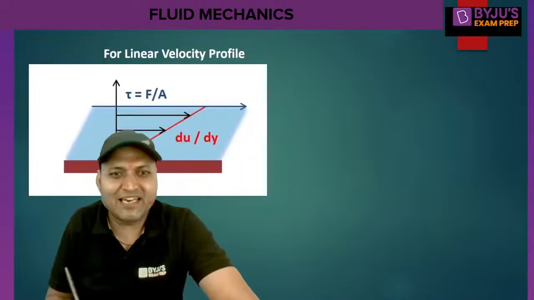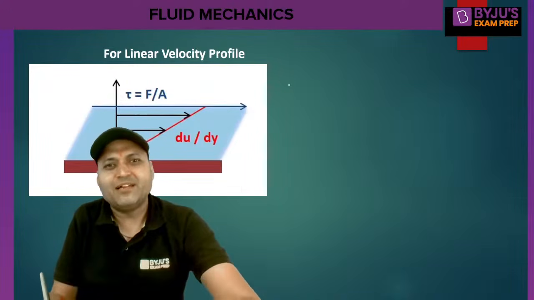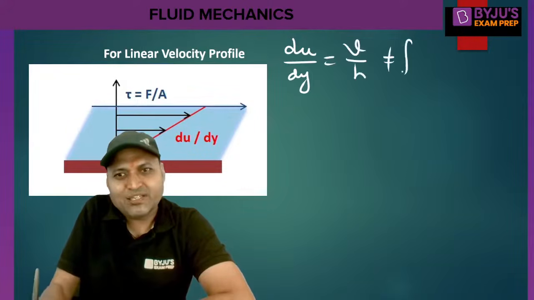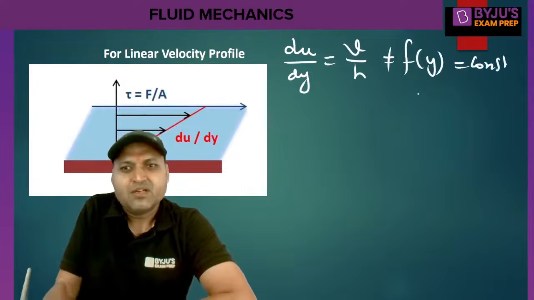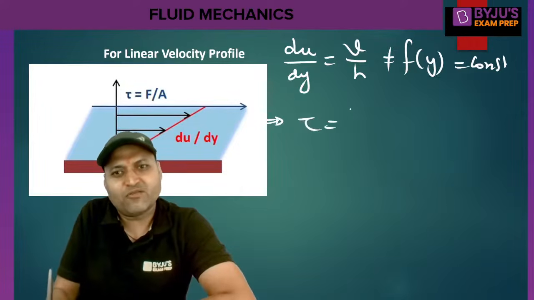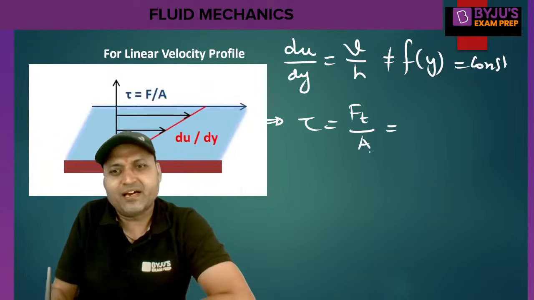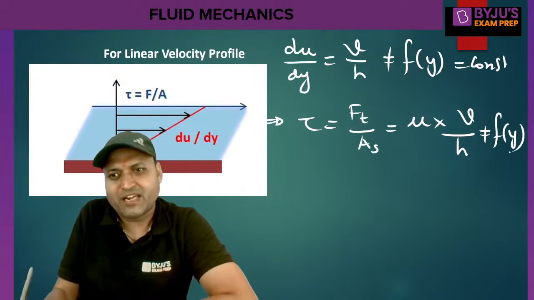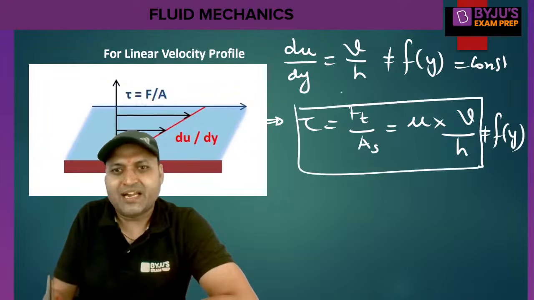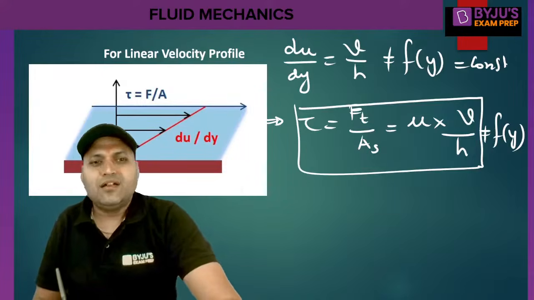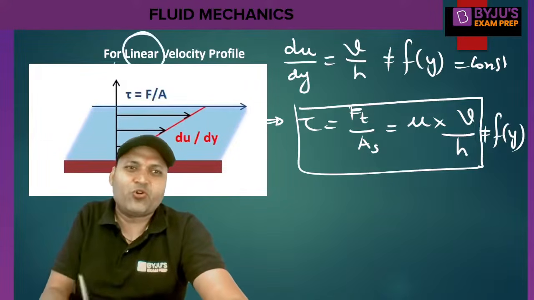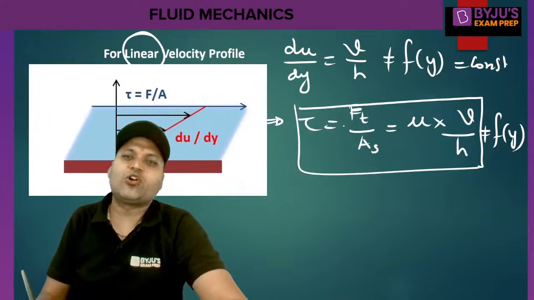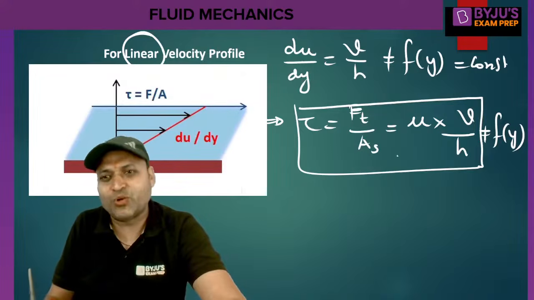If the velocity profile is linear, du by dy is equal to v by h, which is not a function of y; it is constant. So the modified expression for Newton's law of viscosity, tangential force per unit shear area, is equal to mu into v by h. It is constant with respect to y. For a linear velocity profile, tau is Ft by As equal to mu v by h.